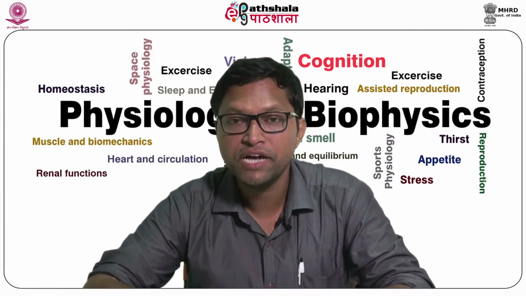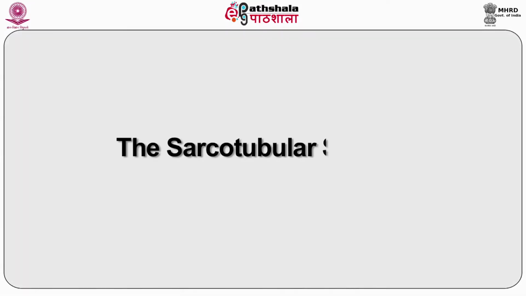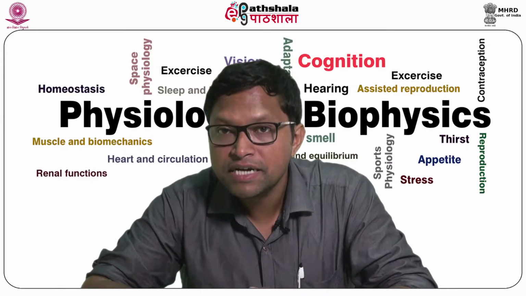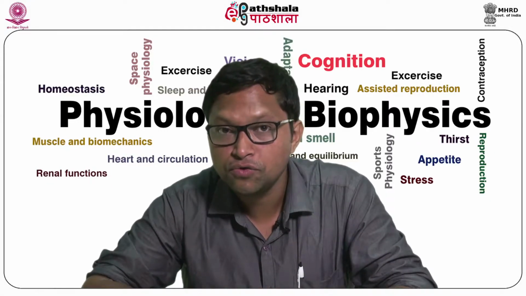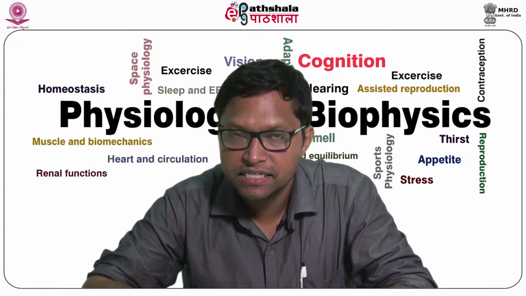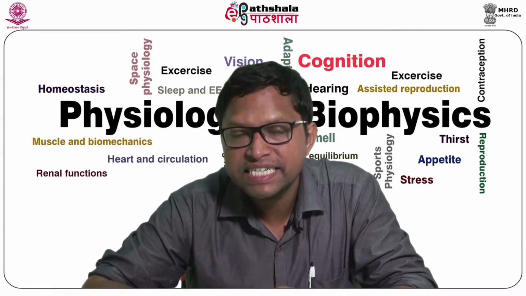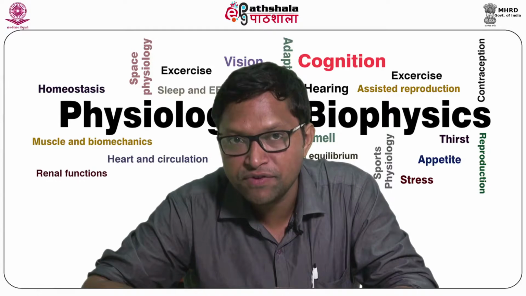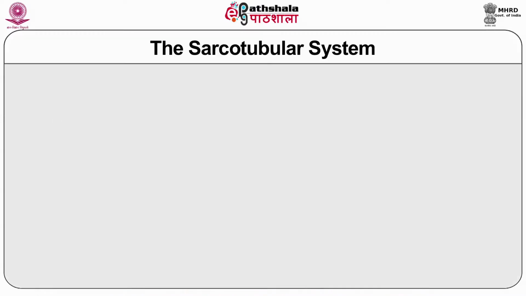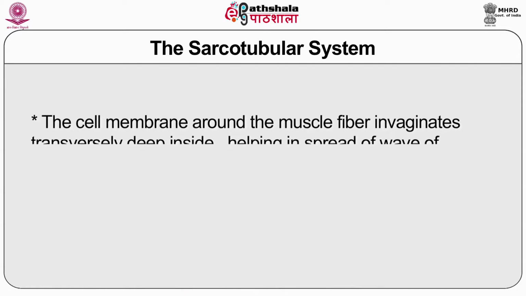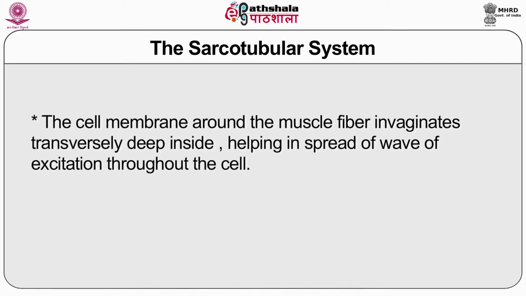Now before we go further, we have to understand the concept of sarcotubular system. It is an endoplasmic reticulum which is modified to form the sarcoplasmic reticulum. It in turn forms a dense network around the myofibrils, which helps to distinguish myofibrils from the myofilaments. Now, the cell membrane around the muscle fiber invaginates transversely deep inside, helping in spread of the wave of contraction throughout the cell. Now, this is called the T-tubules.